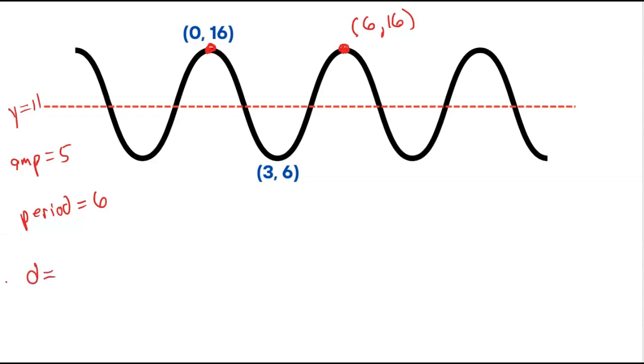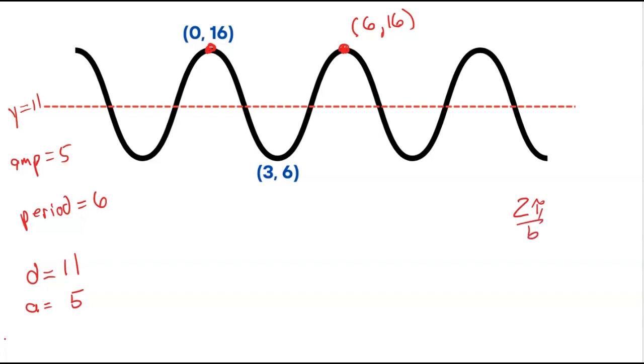So now my D value is going to be 11 to get me to that midline. My amplitude, or my A value, is going to need to be 5. Now it could be a negative 5 depending on where I start this graph, and we'll talk about that in a second. And then my B value, this is where I have to do a little bit of work. I always got to do a little bit of work here.